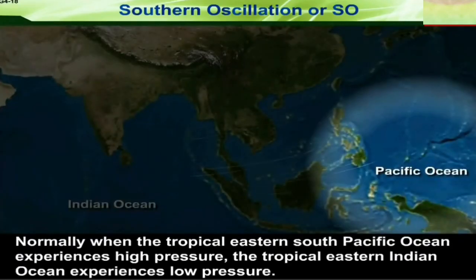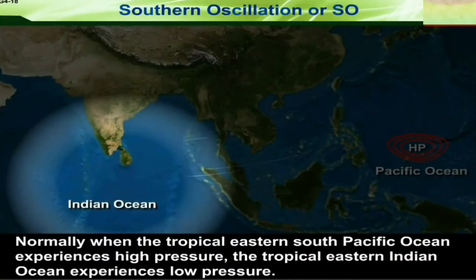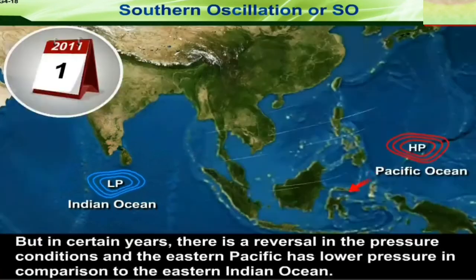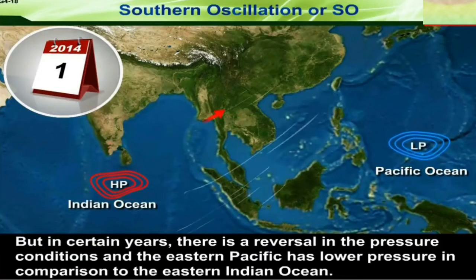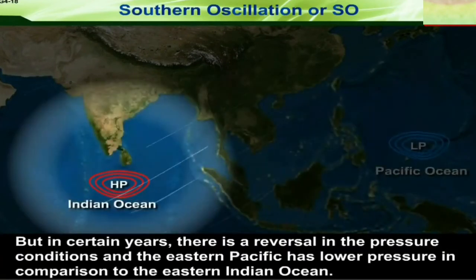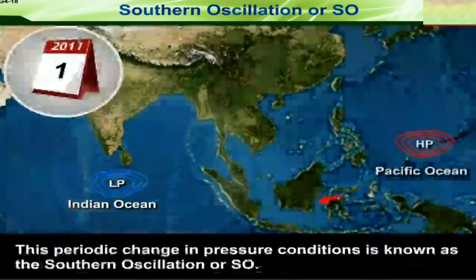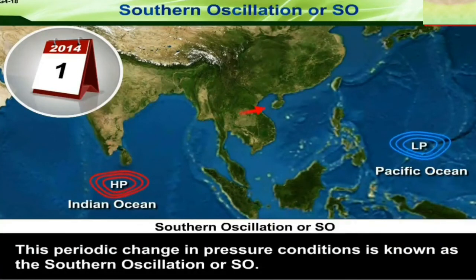Normally, when the tropical eastern South Pacific Ocean experiences high pressure, the tropical eastern Indian Ocean experiences low pressure. But in certain years, there is a reversal in the pressure conditions and the eastern Pacific has lower pressure in comparison to the eastern Indian Ocean. The periodic change in pressure condition is known as the Southern Oscillation or ENSO.